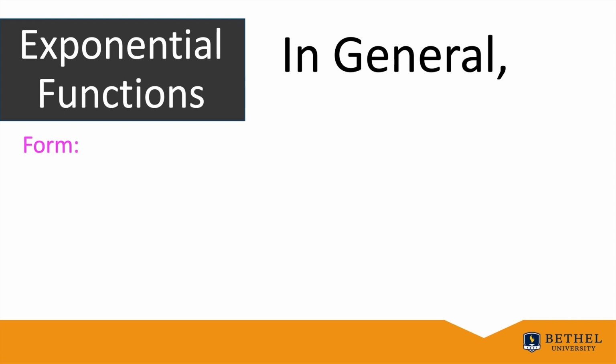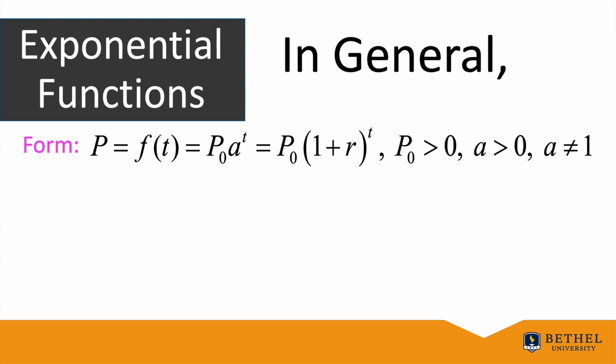The form we will use for exponential functions is this. P will be our dependent variable and t will be our independent variable. We will write P equals f of t equals P sub 0, which represents one number, times a to the t power. Realize you need to do a to the t power first before multiplying by P sub 0. Alternatively, equals P sub 0 times the quantity 1 plus r to the t power, where evidently a equals 1 plus r here.